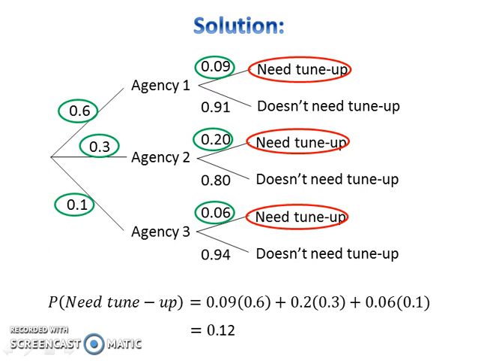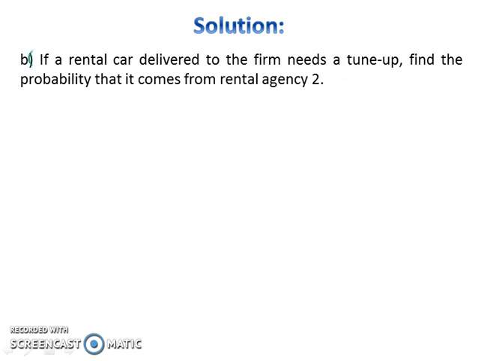For the second question, it says that if a rental car delivered to the firm needs a tune-up, what is the probability that it came from rental agency 2? Remember that the word if has the same meaning as the word given. So here we are asked to find the probability of Agency 2 given need tune-up. This is a conditional probability, and we know that conditional probability has a formula.